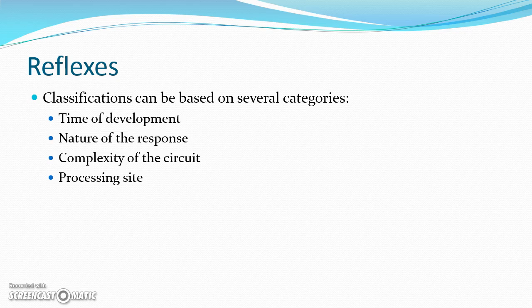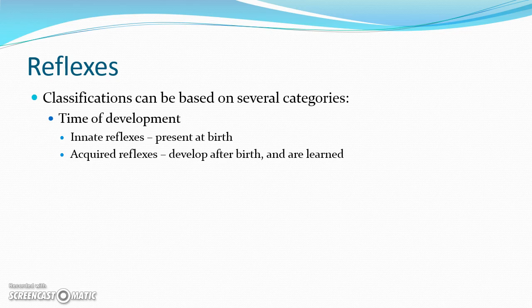Reflexes can be classified based on a few different criteria: the time of development, the nature of the response, the complexity of the circuit, and the processing site. Reflexes based on time of development are either innate or acquired. Innate reflexes are those that are present at birth, and acquired reflexes are learned reflexes that develop after birth. Some innate reflexes include the suckling reflex or the withdrawal from pain reflex. Acquired reflexes include things like keeping your balance while riding a bike, or hitting the brakes when something runs in front of a car.